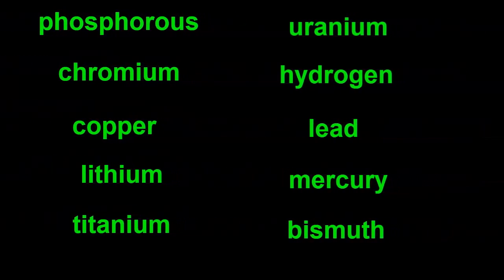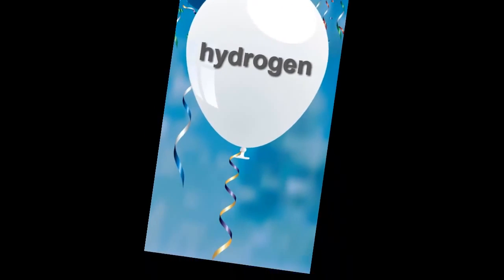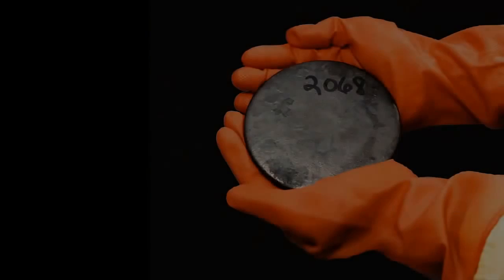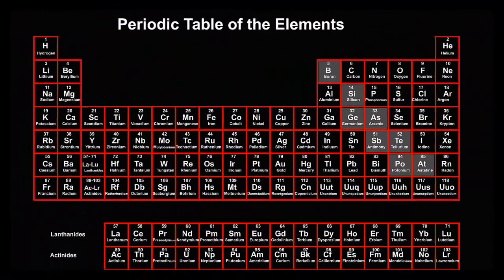Fortunately, there's a list showing all the elements. It starts with the element with the lightest atoms, hydrogen, and goes to the element with the heaviest atoms, uranium. This list is called the periodic table. How about grabbing your own copy now and check it as you watch the video?